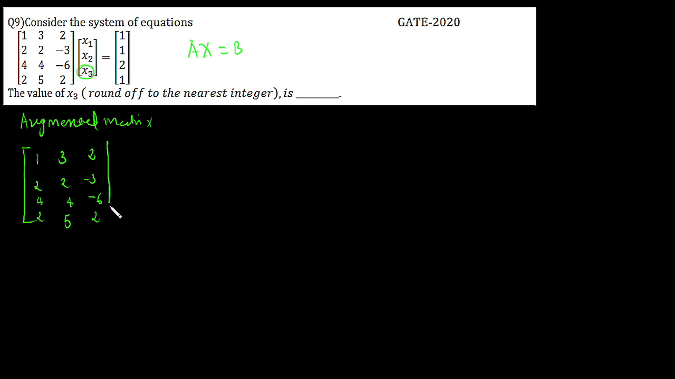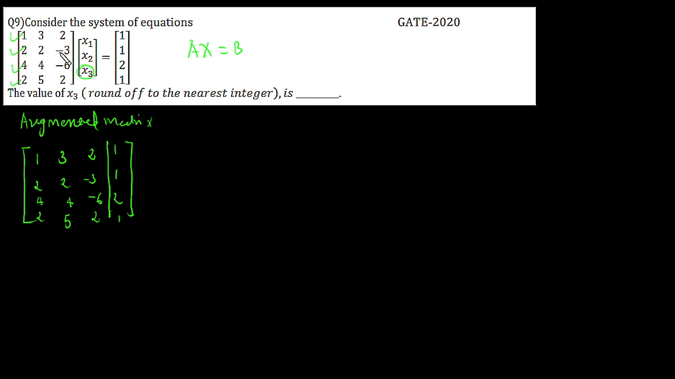Let's put the vertical line here and put this vector B here. So now we have converted this X matrix notation into this augmented form. Now you can see we have only 3 unknowns, x1, x2 and x3, and we have 4 equations: this first equation, second equation, third equation and fourth equation.